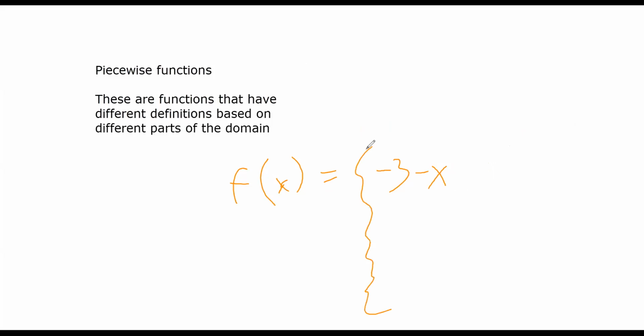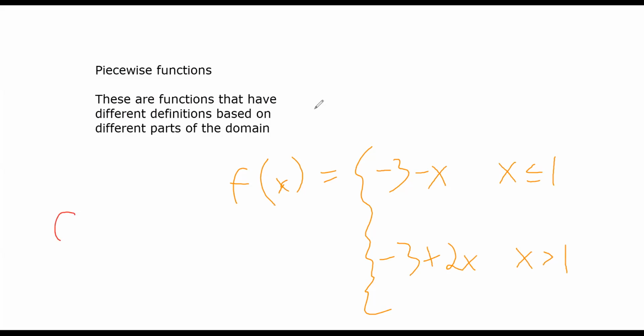So what it does is the function is defined as -3 minus x for all x values less than or equal to 1. And then for this particular piecewise function, for all x values greater than 1, you use the negative 3 plus 2x part. Okay, so maybe you've seen a piecewise function before, maybe you haven't.